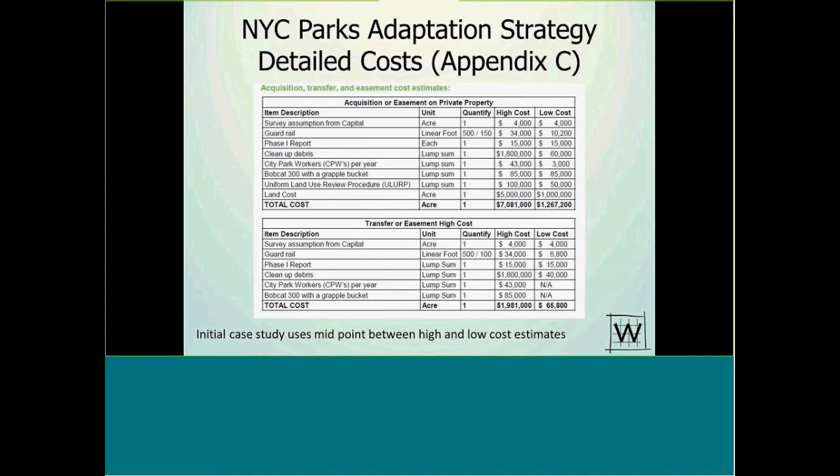So what we did in our initial case study was, they had high and low cost estimates, which are quite far apart, so we used the midpoint between those. That's another place where this should be considered a case study. You really have to pin down the cost to get a sense of the benefit per cost. And if we were off on some things like thin layer deposition, if we're quite a bit off, that could have a big impact on whether it is cost effective or not.